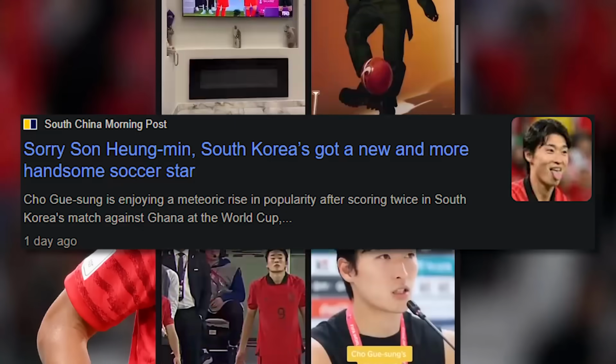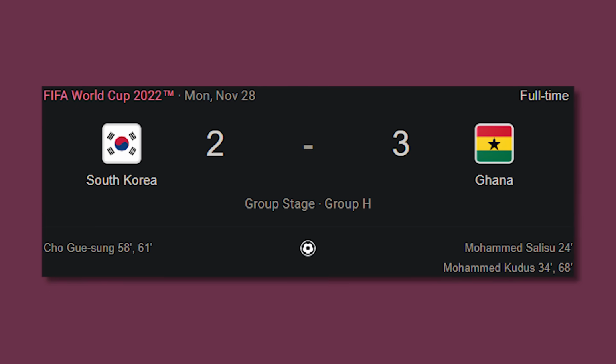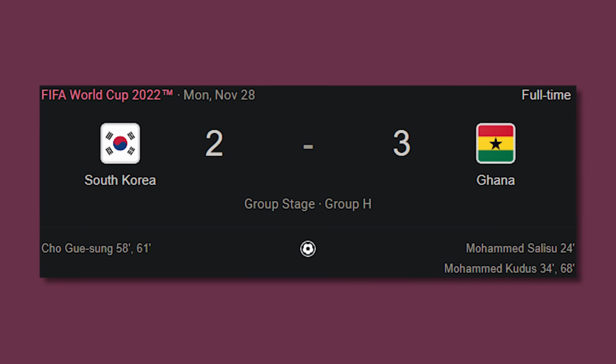Now, one quick side note. I knew from the very moment that when Seo Gui-sung appeared on that pitch, women across the world would fall in love. But Mohamed Kudus, he doesn't care about you simps, as he restores Ghana's lead in the 67th minute. South Korea couldn't come back from that one, and Ghana achieved a massive victory.